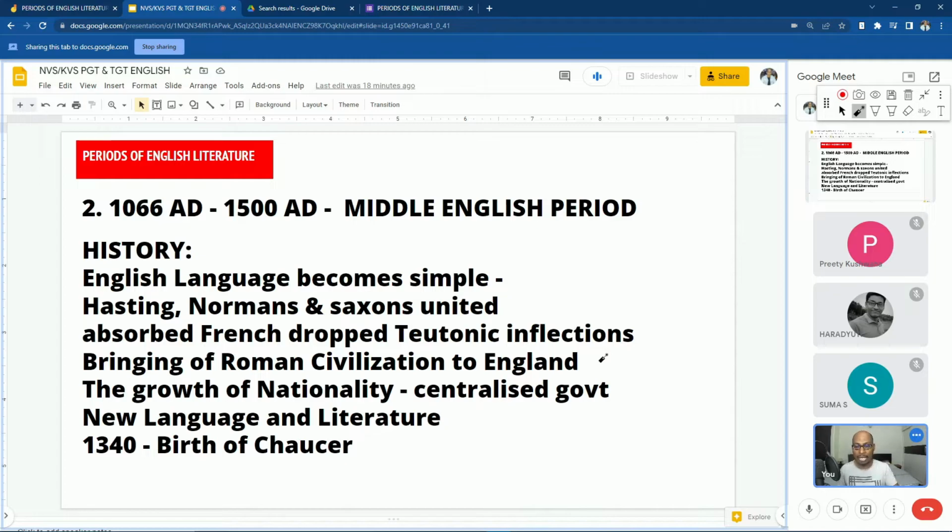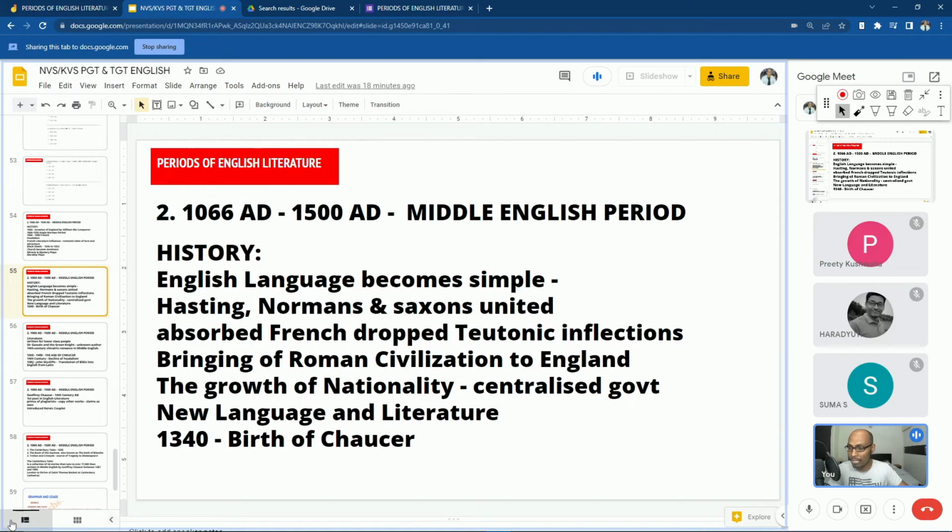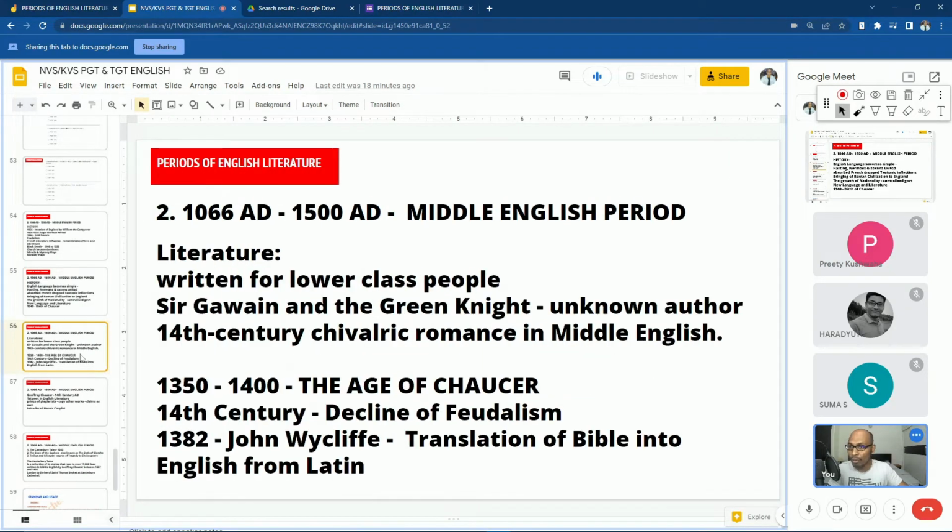The growth of nationality and centralized government developed during the Middle English period, and new language and new literature entered. And the birth of this new language and new kind of literature starts from Chaucer. So the birth of Chaucer is a very important, remarkable event in the Middle English period. Chaucer's birth is 1340. It is debatable. Somebody says it is not 1340, he was born in 1350. But in an examination, if you get 1340, select that answer. So Chaucer was born in the Middle English period, and the year is 1340.